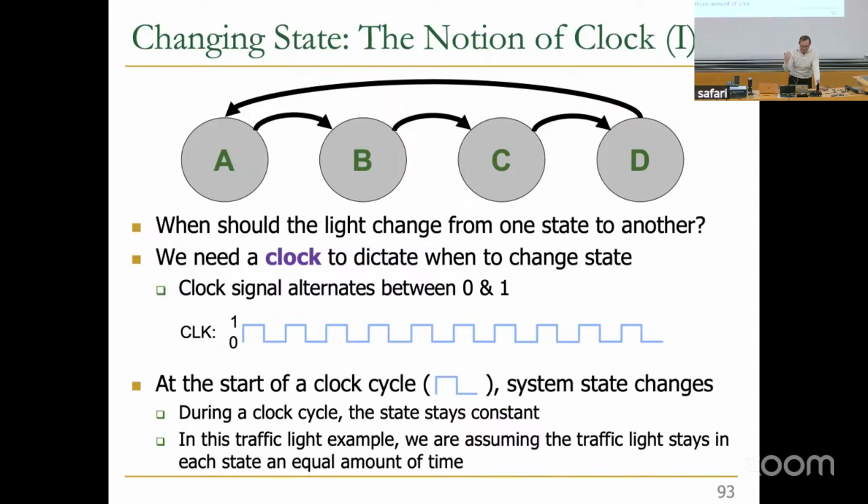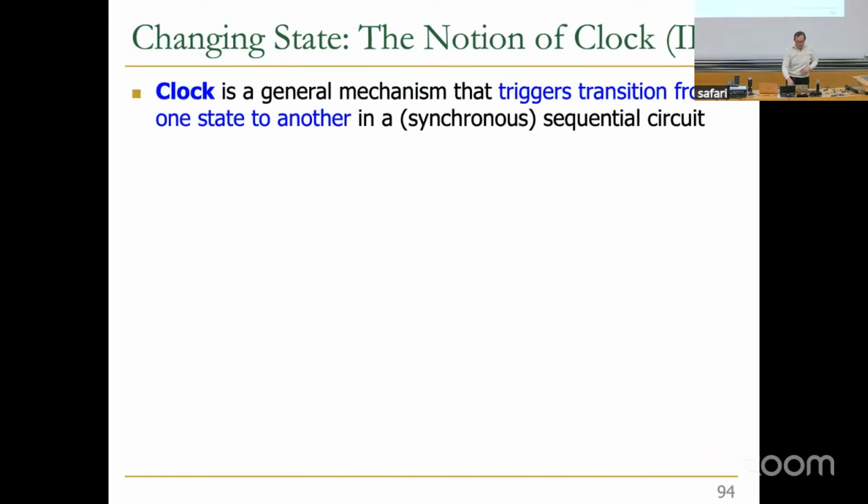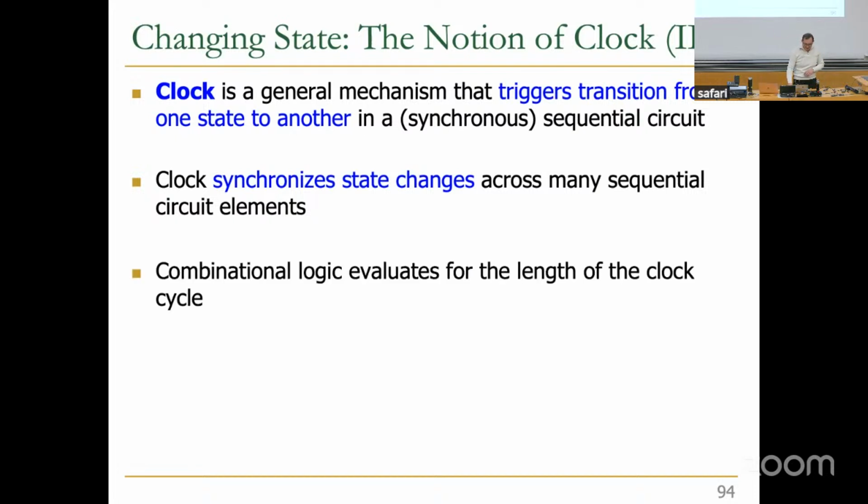Okay, in this traffic light example, I kind of assume that the traffic light stays in each state an equal amount of time, but hopefully I motivated why you may want to do some other computation. Okay, so essentially clock is a general mechanism that triggers transition from one state to another in a synchronous sequential circuit. It synchronizes state change across many sequential circuit elements. There may be many, many elements like this, many, many traffic lights in this particular case.